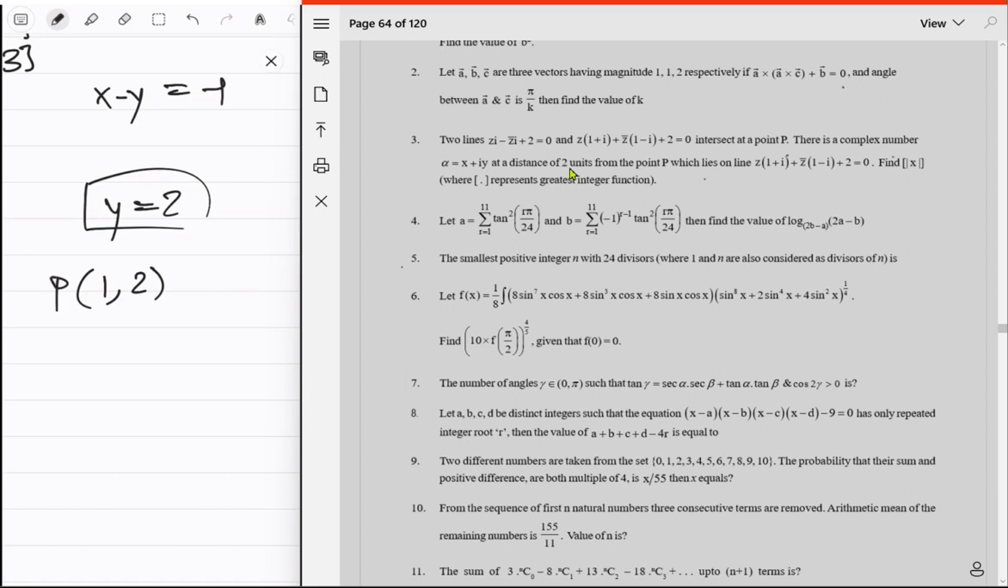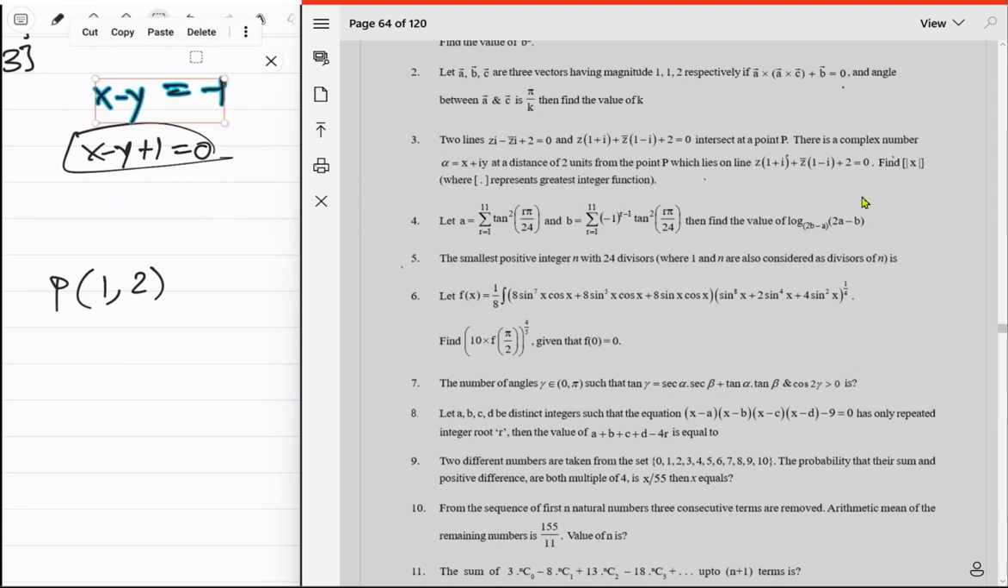This is our point P, 2 units from this thing. Okay, which lies on this line. Wait, this is the same line. Oh, okay, so it's also on this line x minus y equal to -1, right? Or you can just say x minus y plus 1 equal to 0, whatever. So that's our line. Yes, forget this, it makes no difference.